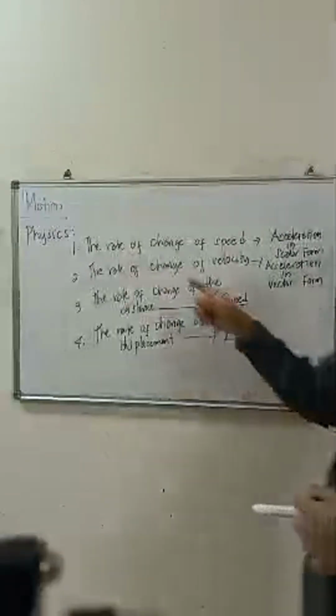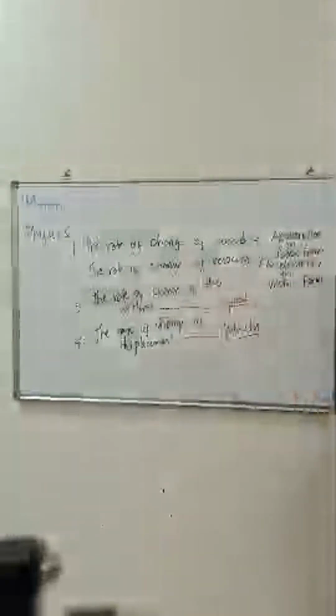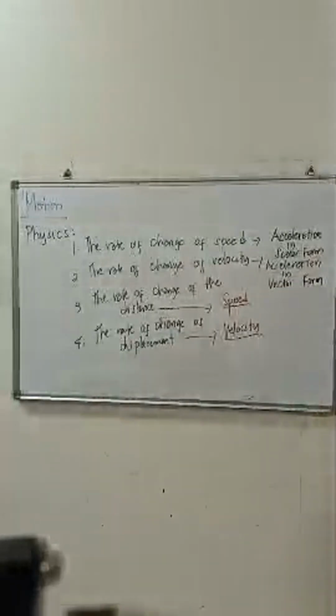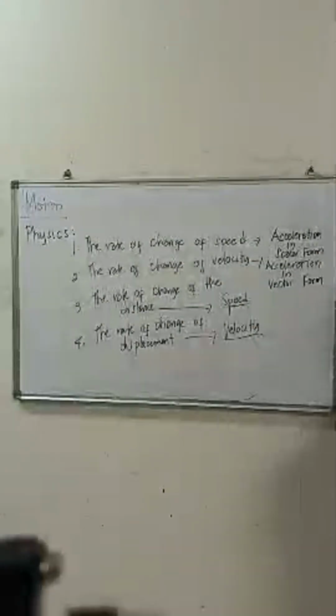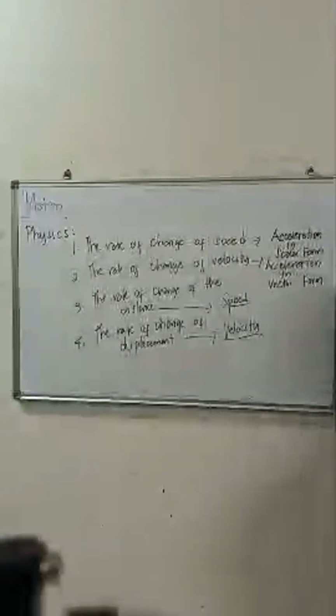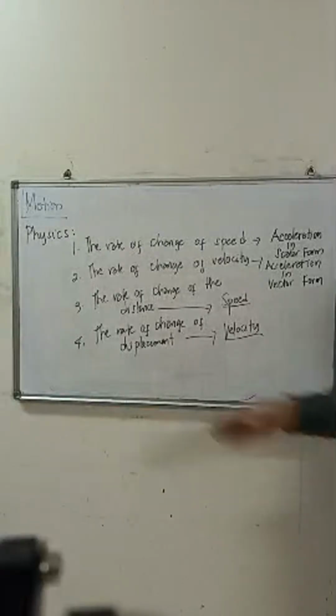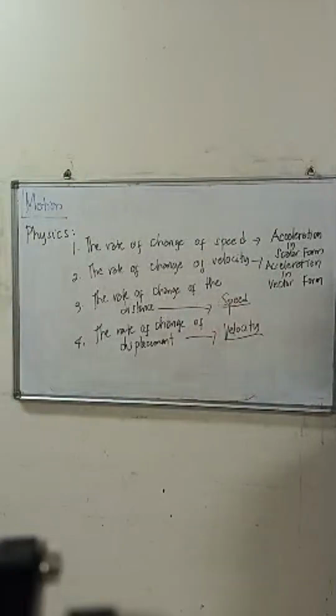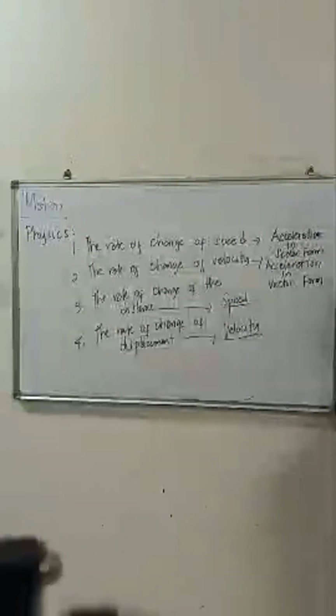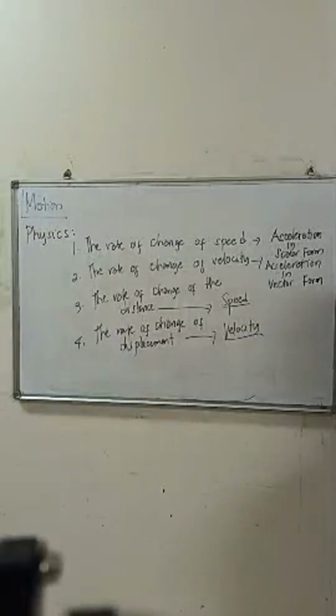Number two, the rate of change of velocity, is acceleration in vector form. For example, if I throw the baseball to the catcher, there is direction and magnitude. Number three, the rate of change of distance is only speed, as I discussed a while ago. And the rate of change of displacement is velocity, if you consider the direction.